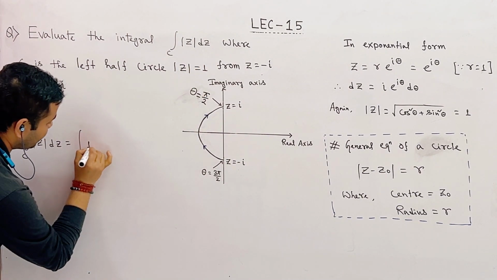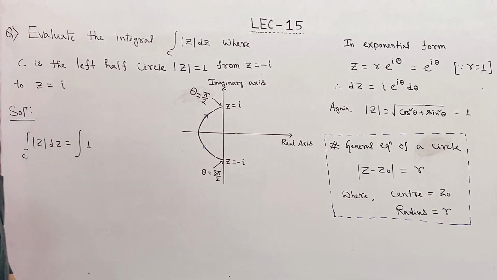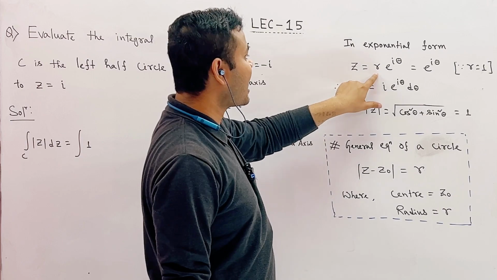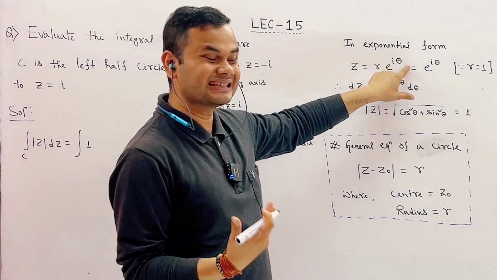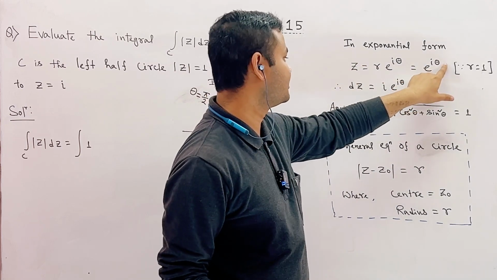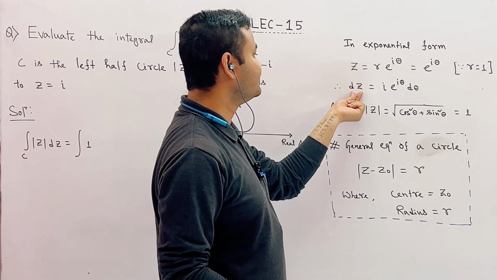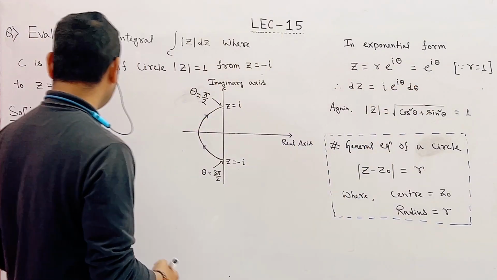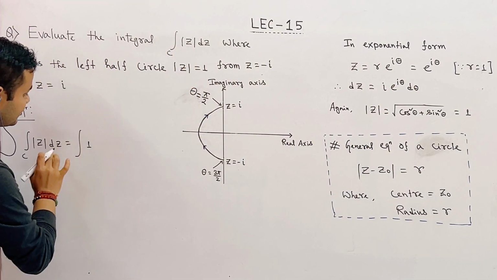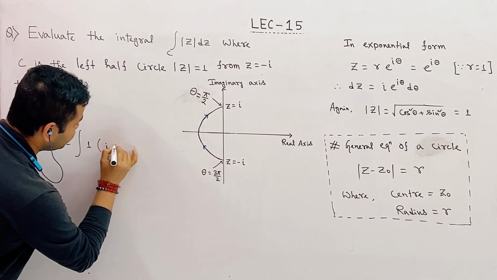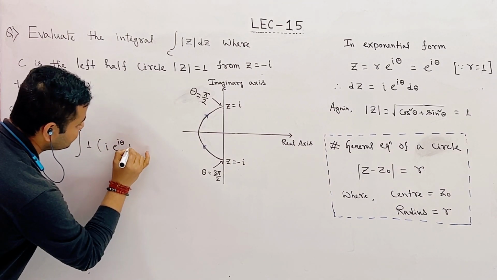We know in exponential form z is given by r into e to the power iota theta. Since in our case r equal to 1, so therefore z will be equal to e to the power iota theta. So therefore dz will be equal to iota into e to the power iota theta d theta.